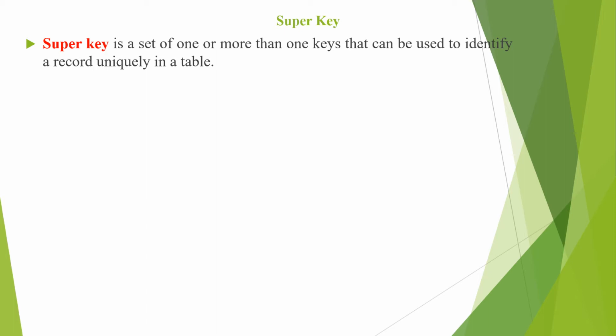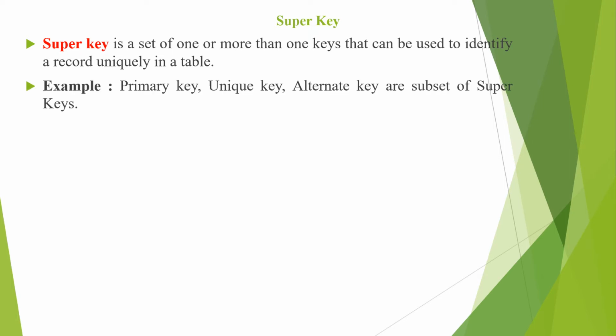Those uniquely identifying attribute values, either one attribute value or another attribute value, make it a key attribute. By using that combination of key attributes or unique attribute, we retrieve the value from the database. So therefore the super key is nothing but one or more than one key that is used to identify uniquely a record in a table. Example, the super key examples are primary key, unique key, alternate key. So these are all subsets of the super keys.